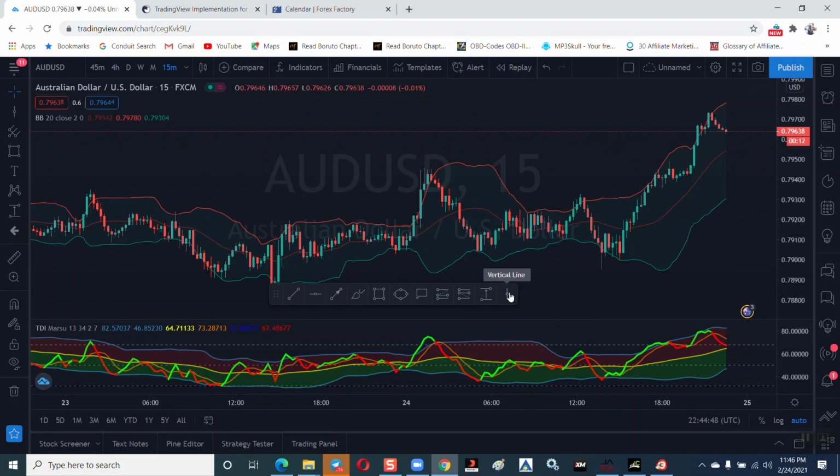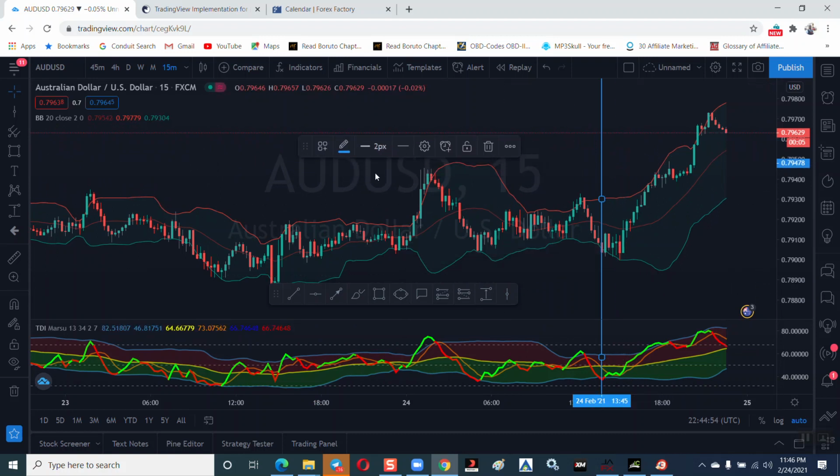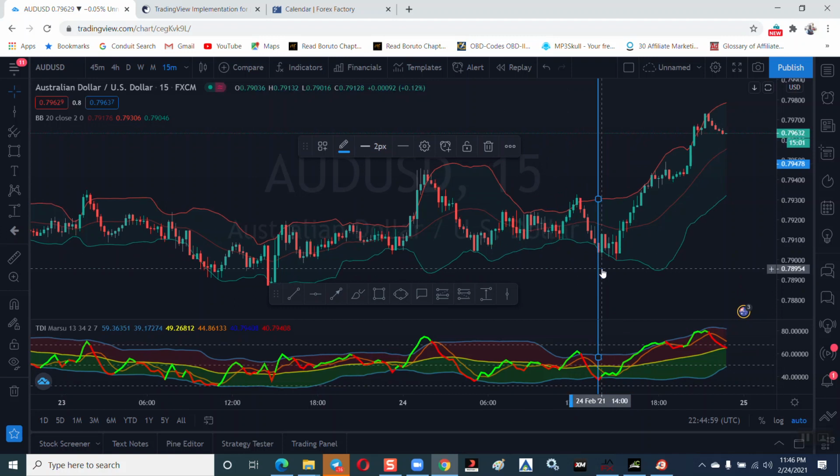Now I'll take this horizontal line too and place it here, right? So this is where the price hits the lower band, right? It hit the lower band, but we did not enter immediately. We only enter as price gives us a green for the entry.